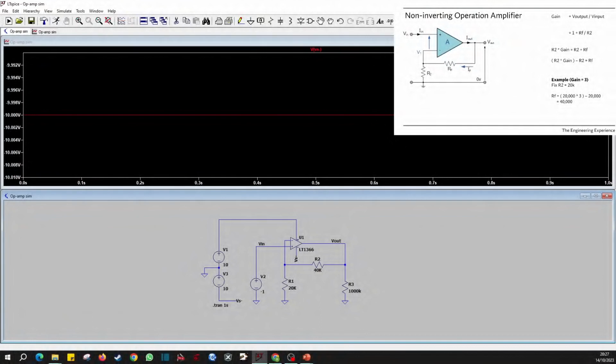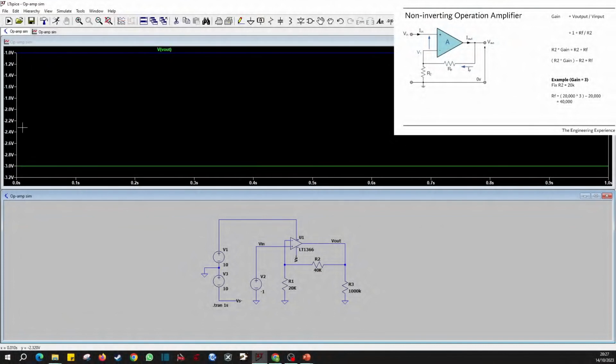If I now simulate this, we have an input voltage of -1 volt. -1 times 3 equals -3. So we should get an output voltage of -3 on this pin, which you can see we get. So that is saturation on the low side. We also get a similar effect on the positive side. So you can see we've got power supplies of ±10 volts.